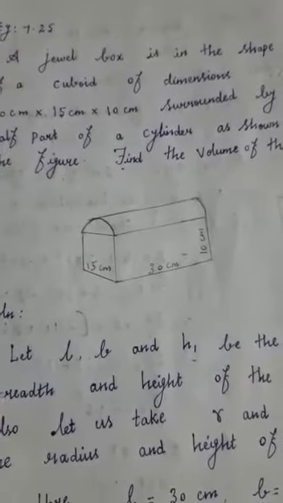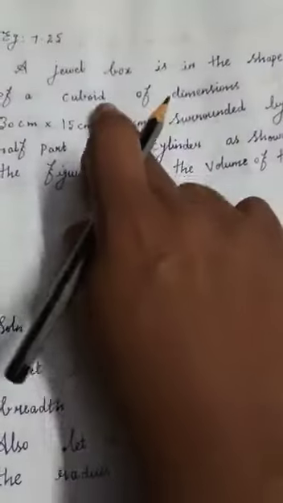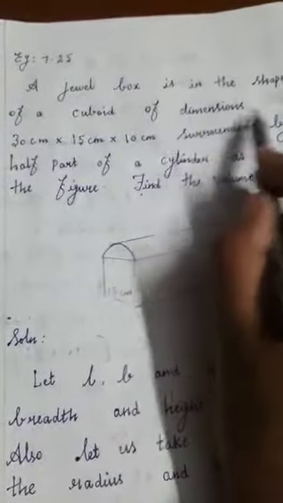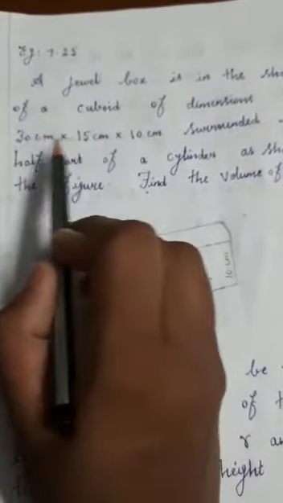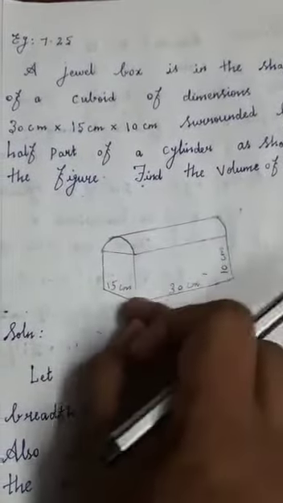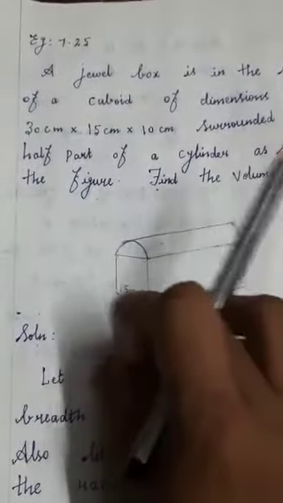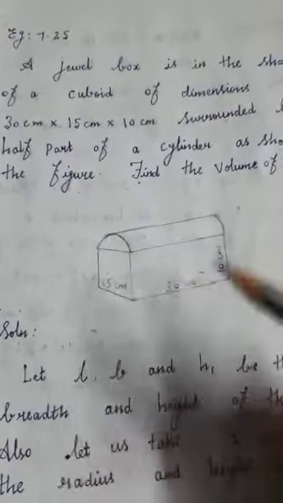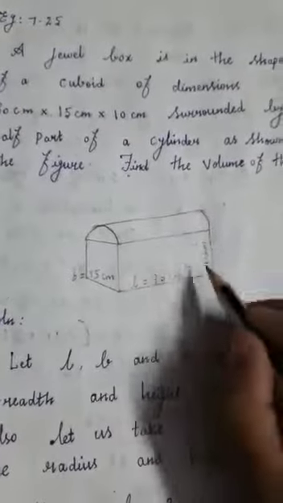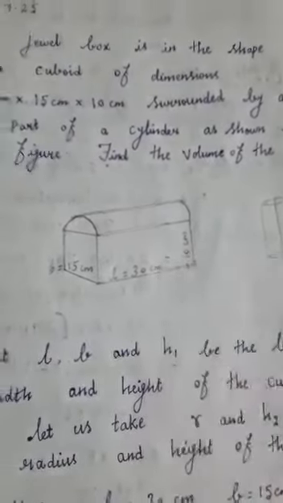So in our question they have given one jewel box, that is in the shape of a cuboid. After that they have given the dimensions. You know the dimensions of a cuboid mean length, breadth, height. So this one is the length of the cuboid, this is the breadth of the cuboid, this is the height of the cuboid. So L into B into H. Length is 30 centimeter, breadth is 15 centimeter, height is 10 centimeter.